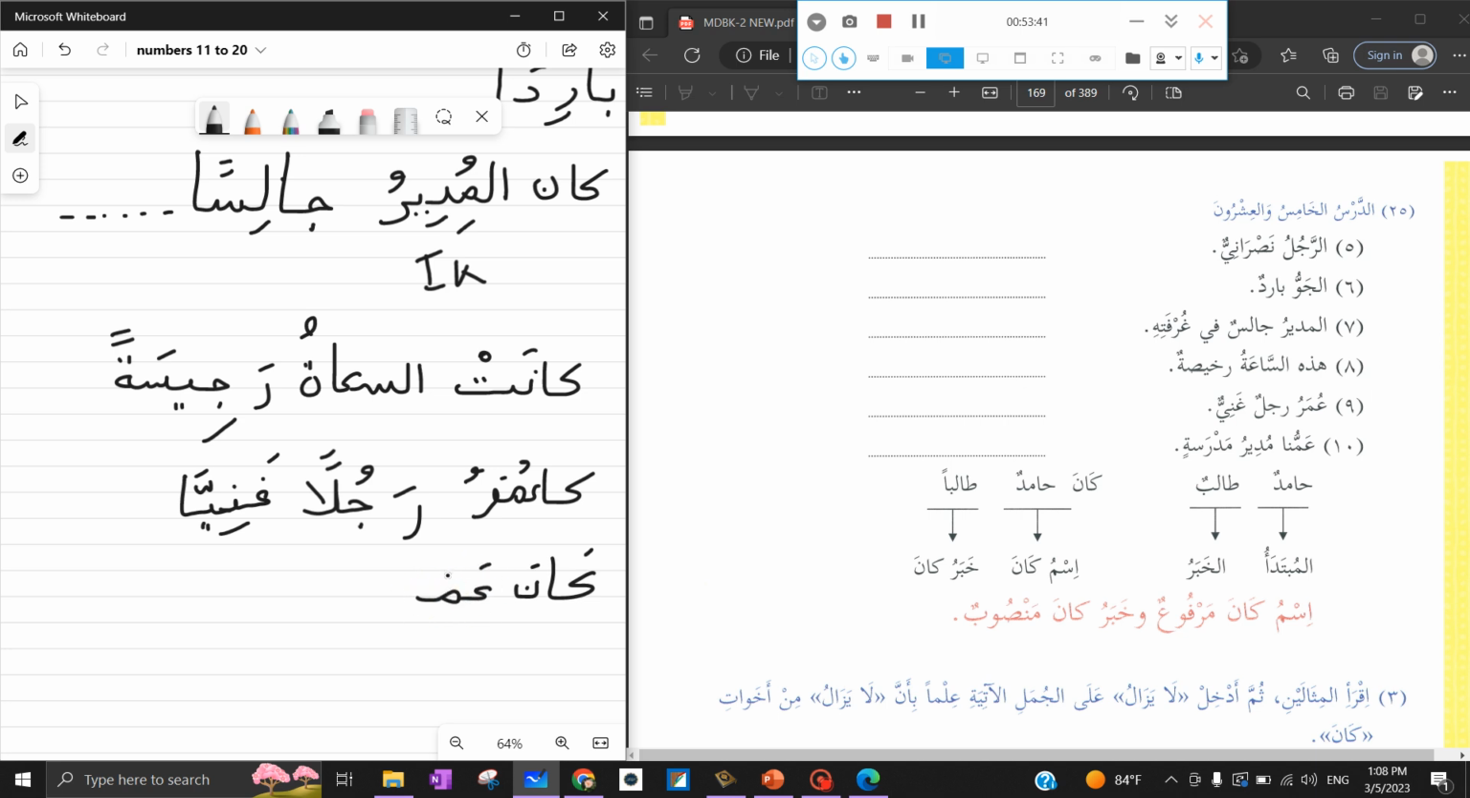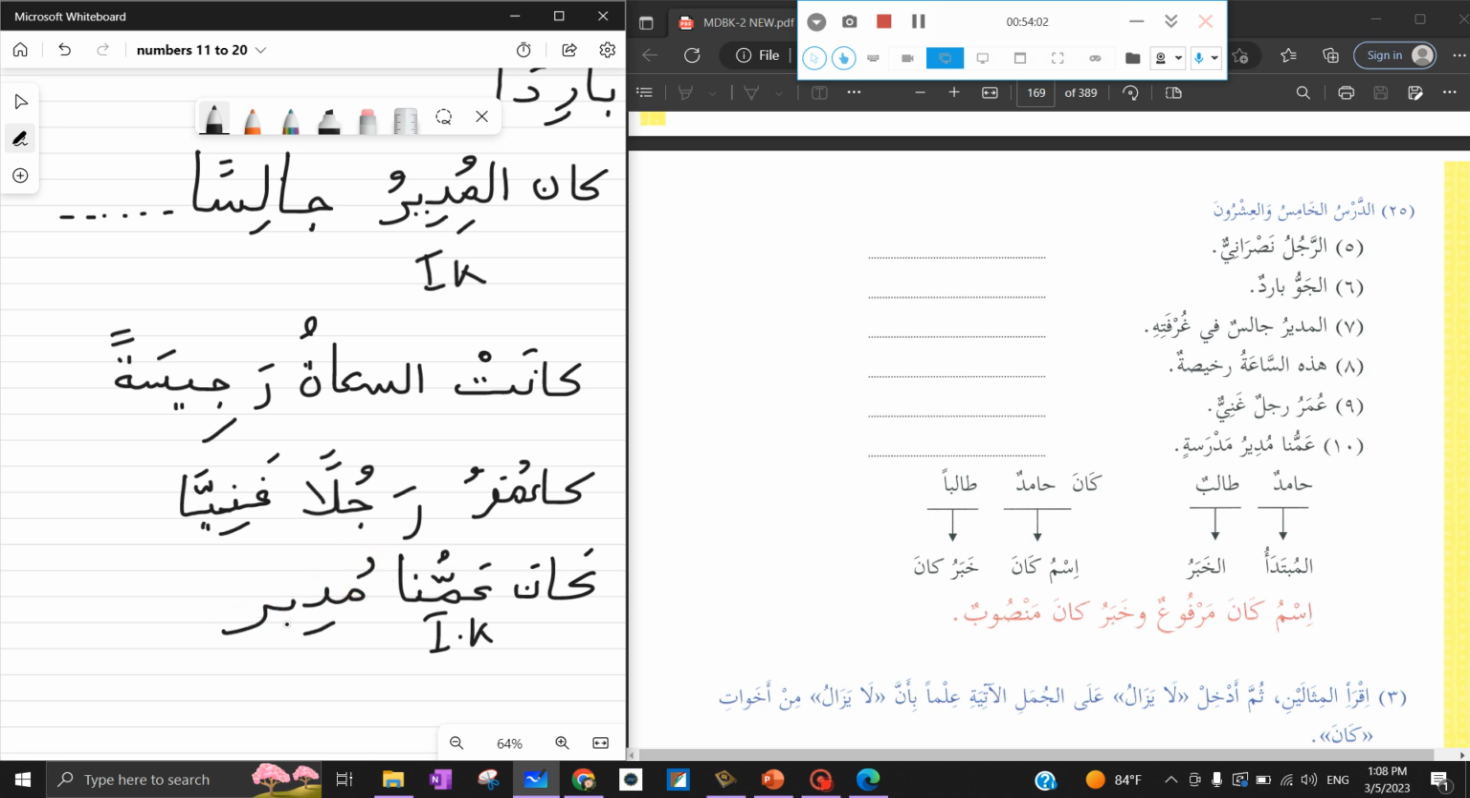This is our ism kana, ammuna. Okay. Kana ammuna. Then if this is ism kana, what is khabar kana? What is the khabar for uncle? He is mudiru madrasatin. So what will it be?